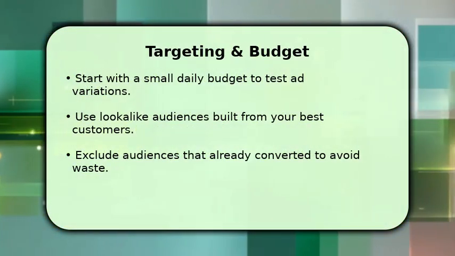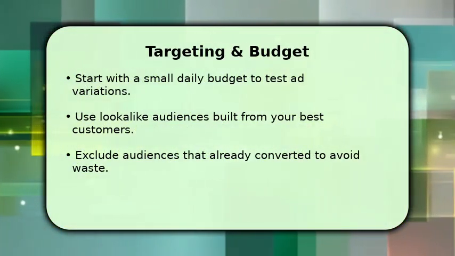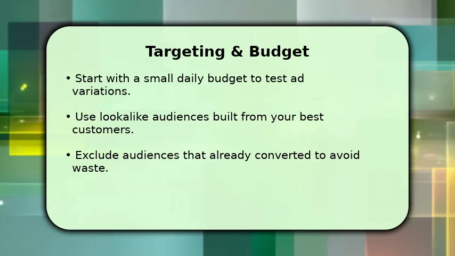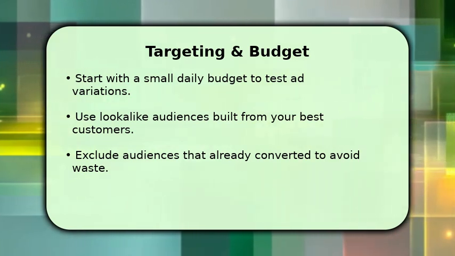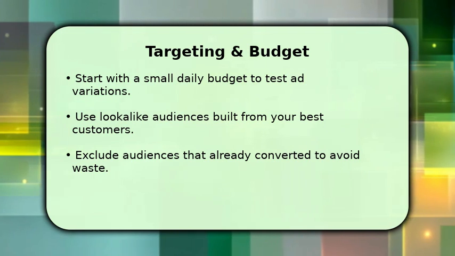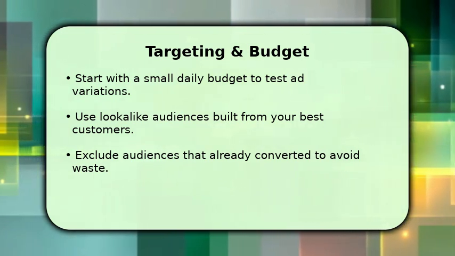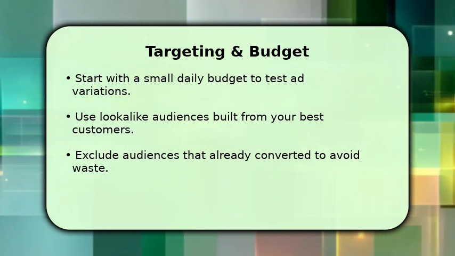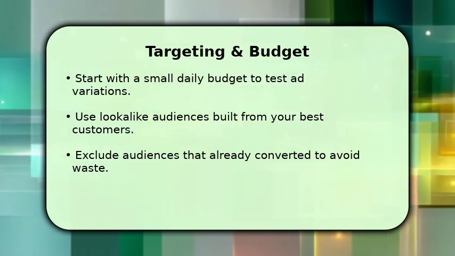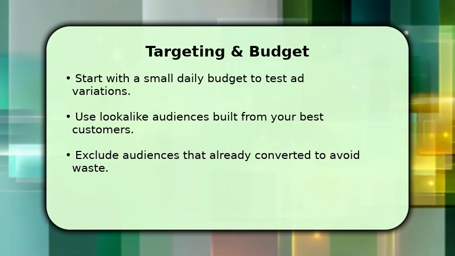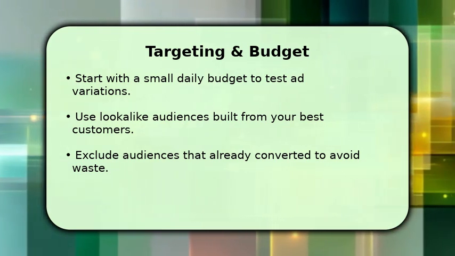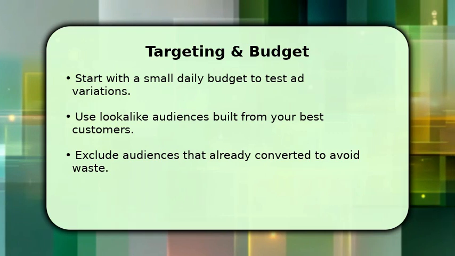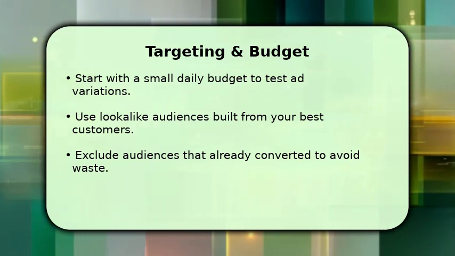Begin with a modest daily budget to test 3 ad variations against one audience and track cost per conversion closely. Build lookalike audiences from your best customers and layer interest targeting for precise reach. Exclude recent purchasers to preserve efficiency and set frequency caps to avoid ad fatigue. Scale winners gradually and reallocate spend from poor performers to those with lower cost per purchase.